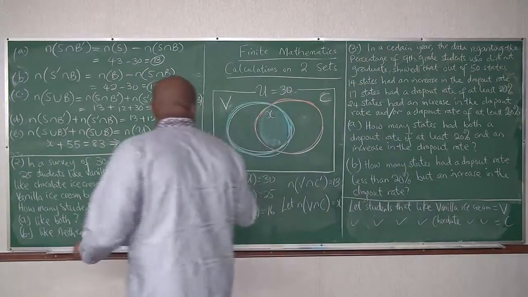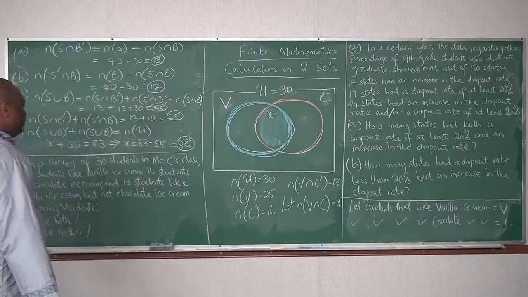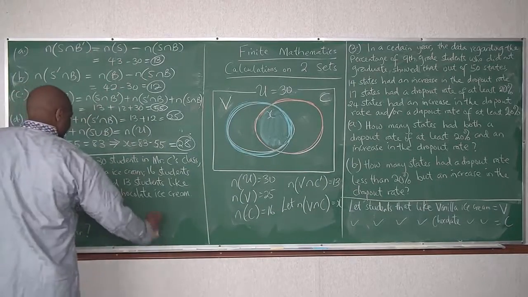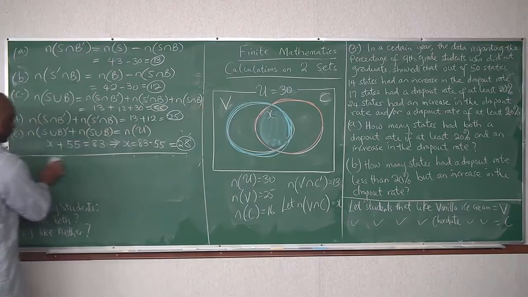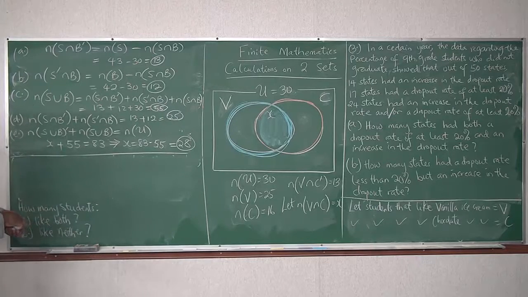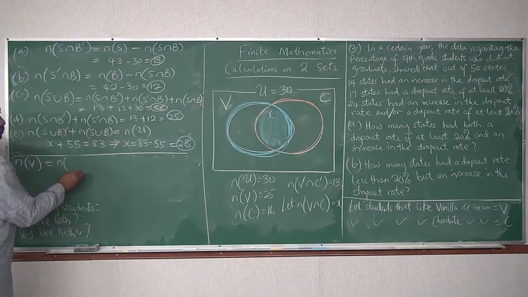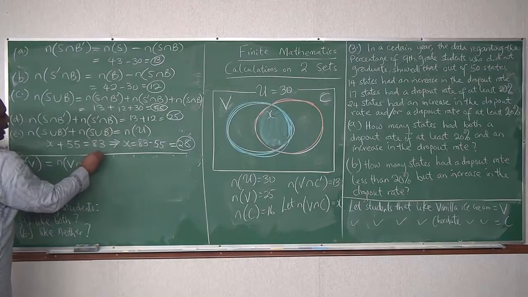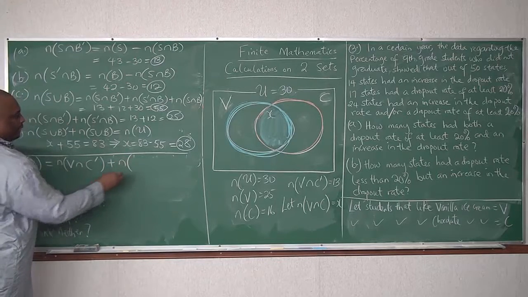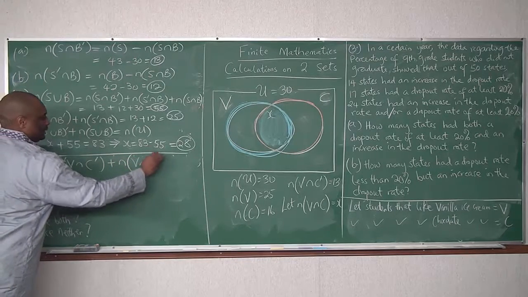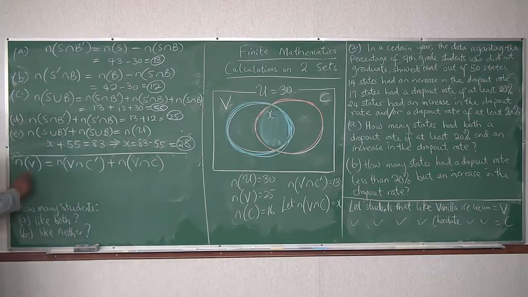You can just write it 25 minus 13, or we can use the formula as usual to do that. So what we do here is, we know that the cardinality of vanilla means the cardinality of vanilla intersect C prime plus the cardinality of vanilla intersect C. Okay? So here we see that this is 25.